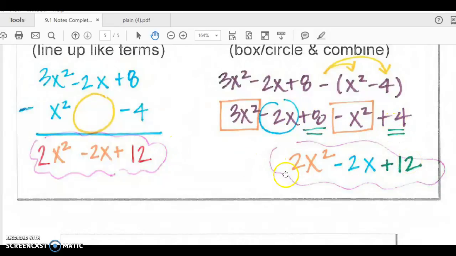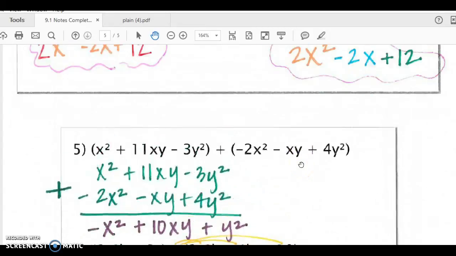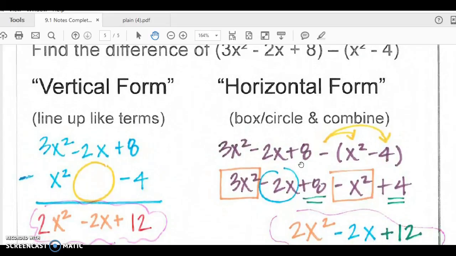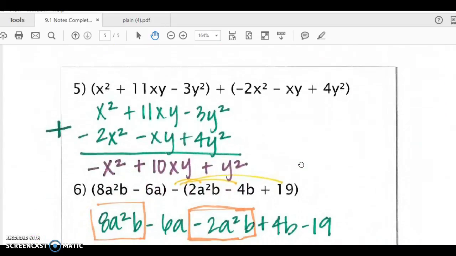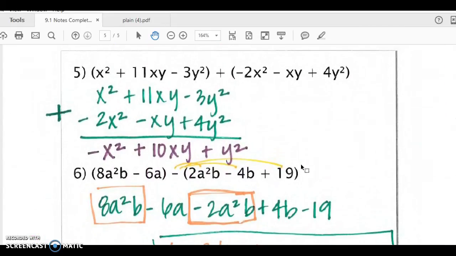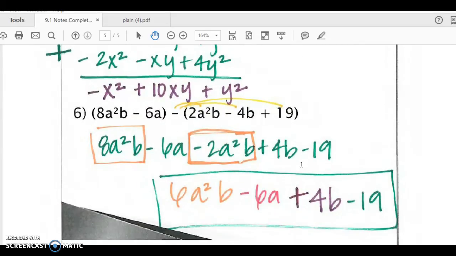Again, you get the same answer either way, but I think it's almost safer to use the horizontal method when subtracting polynomials. The last two are done for you, and hopefully you understand how those two work.